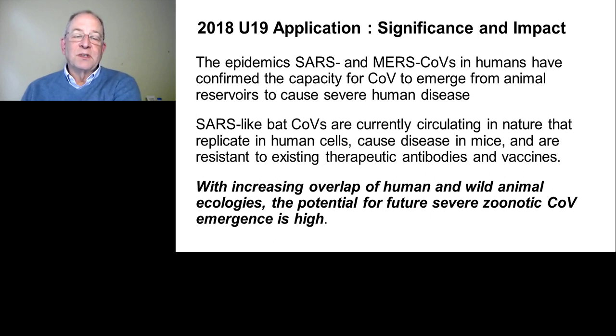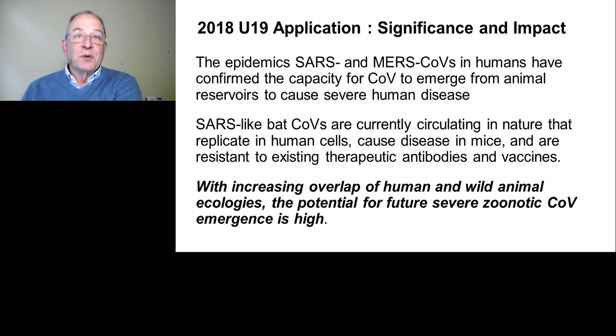Basically, the idea is that the epidemics of SARS and MERS in humans have confirmed the capacity of coronaviruses to emerge from animal reservoirs and cause human disease, no question. And that SARS-like bat viruses are currently circulating in nature that replicate in human cells, cause disease in mice, and are resistant to existing therapeutics, antibodies, and vaccines. And that has really been published as long ago as 2015, but before that with bat SARS-like viruses.